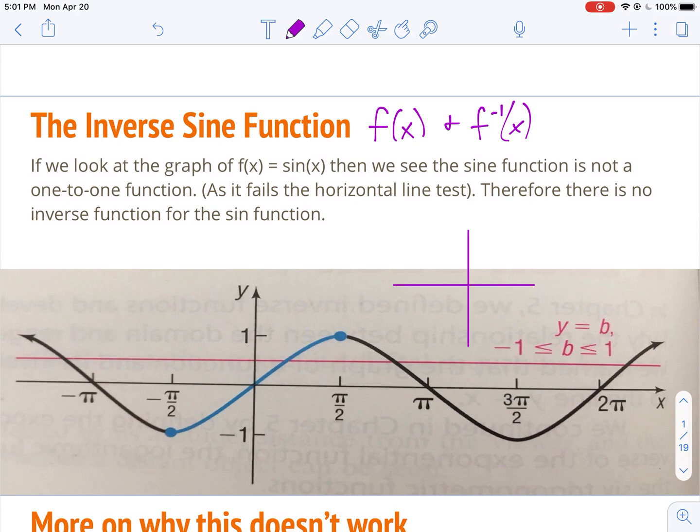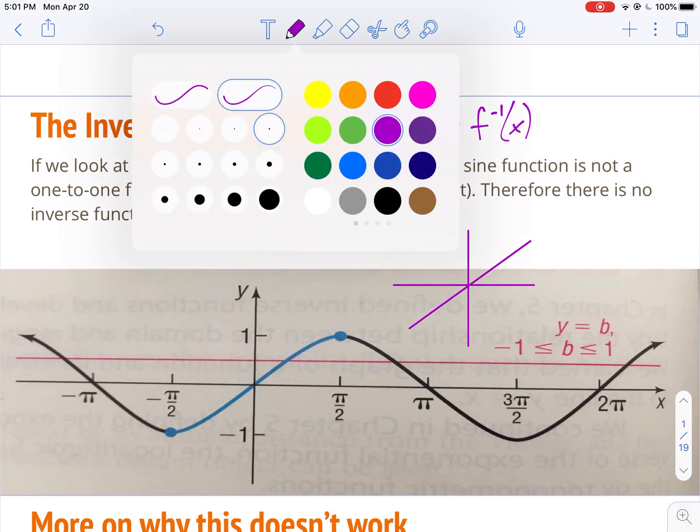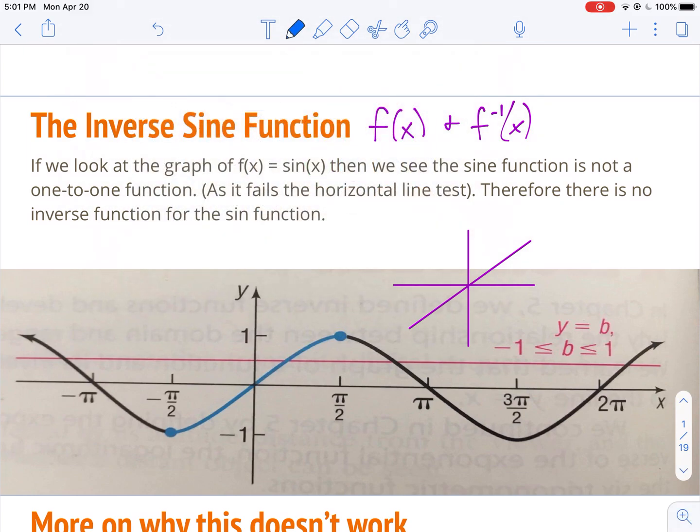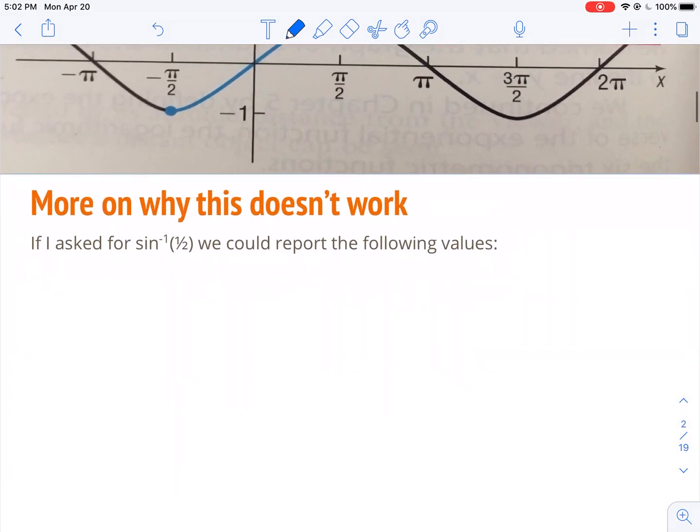The issue is that we've got this periodic function. It's repeating its y values over and over. If I were to graph this function reflected over the line y equals x, it would look like this. That means it's failing the vertical line test. I can't draw a vertical line through this function, so that's not working for me. I can't just say the inverse sine function.